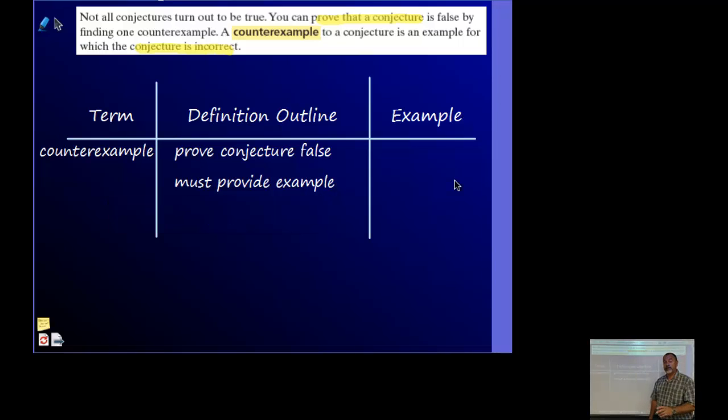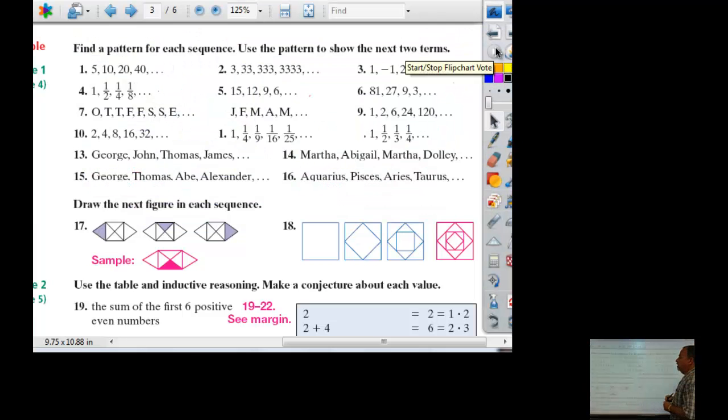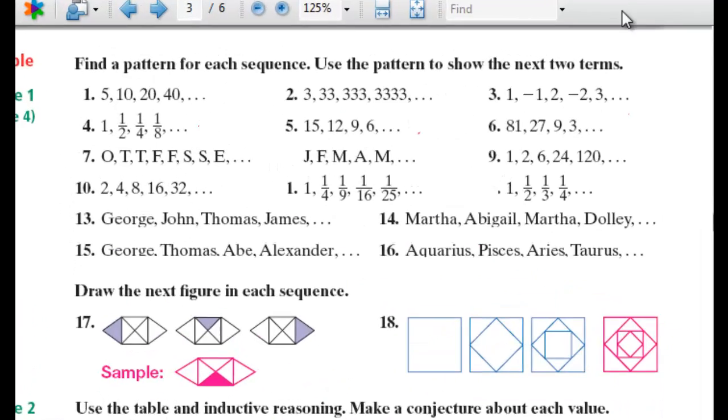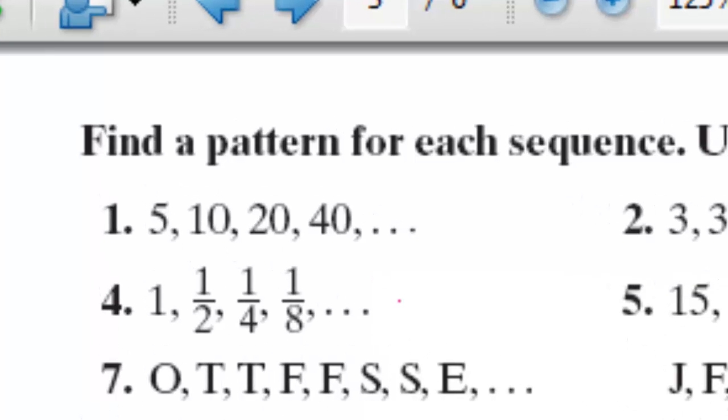So let's go ahead and use inductive reasoning for some homework problems. It says find a pattern for each sequence and then use the pattern to show the next two terms. In other words, we want you to use inductive reasoning. We want you to look at the pattern and make a conjecture about what you think the next two numbers will be. So here we have 5, 10, 20, 40. What do you think the next two numbers will be? Well, I have to look at the pattern. How do I get from 5 to 10, and then from 10 to 20, and then 20 to 40? What's happening in each step of the sequence?